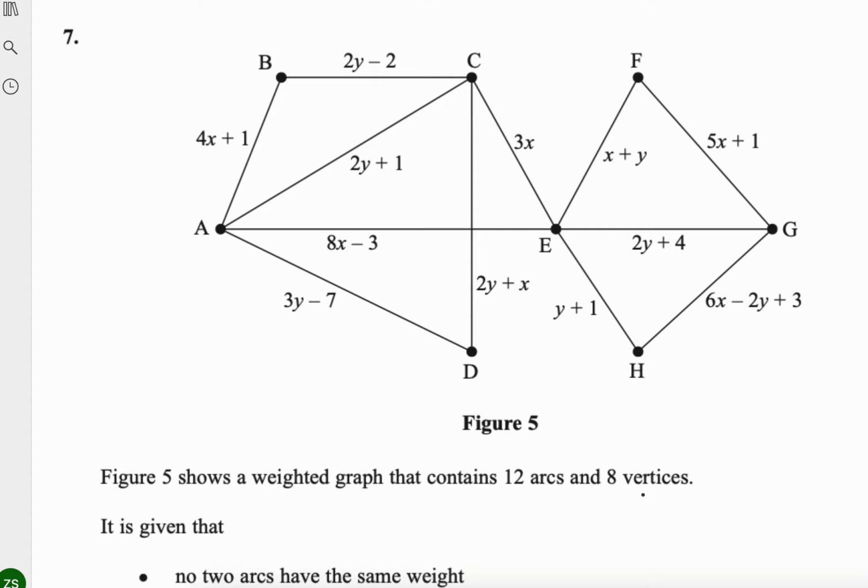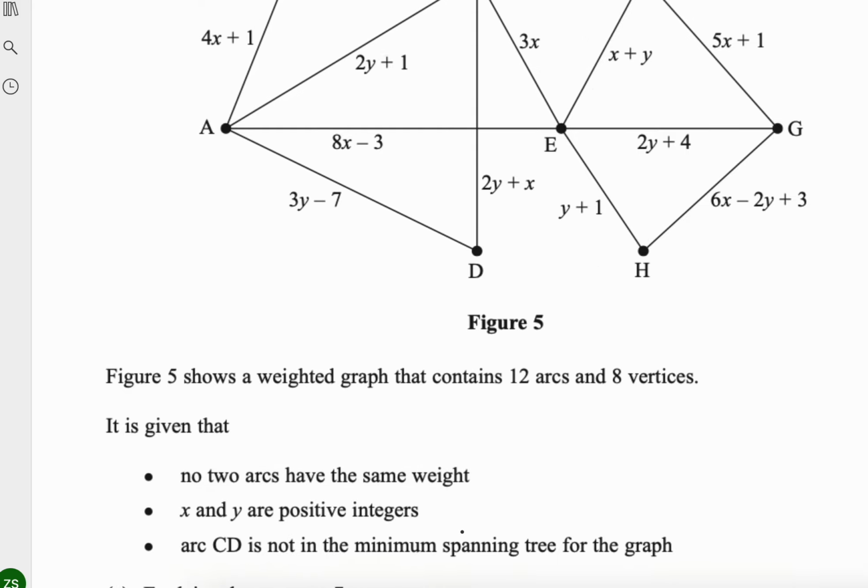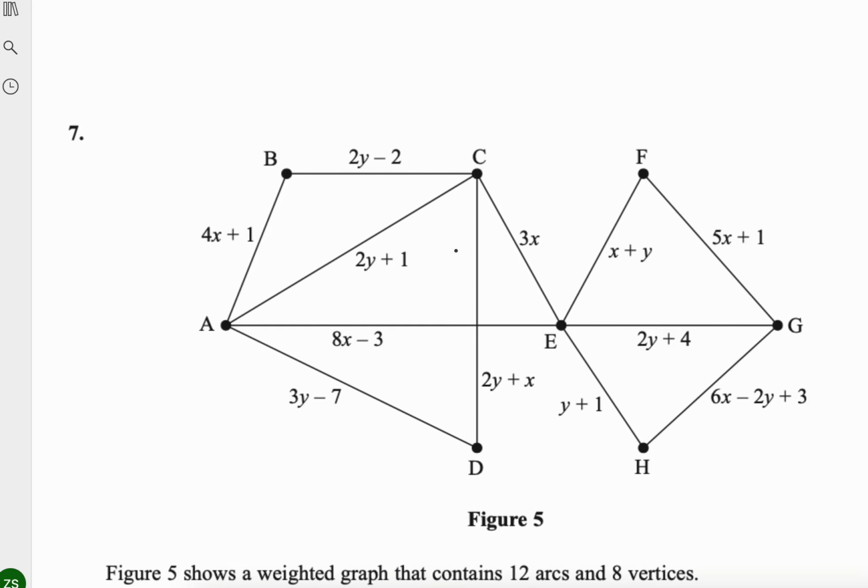So figure 5 shows a weighted graph that contains 12 arcs and 8 vertices. It's given that no two arcs have the same weight. That's the kind of thing that if we forget about it, it's going to bite us later on, right? So we've got to remember that. X and Y are positive integers. So that tells us some basic stuff, like, for example, what must Y be?